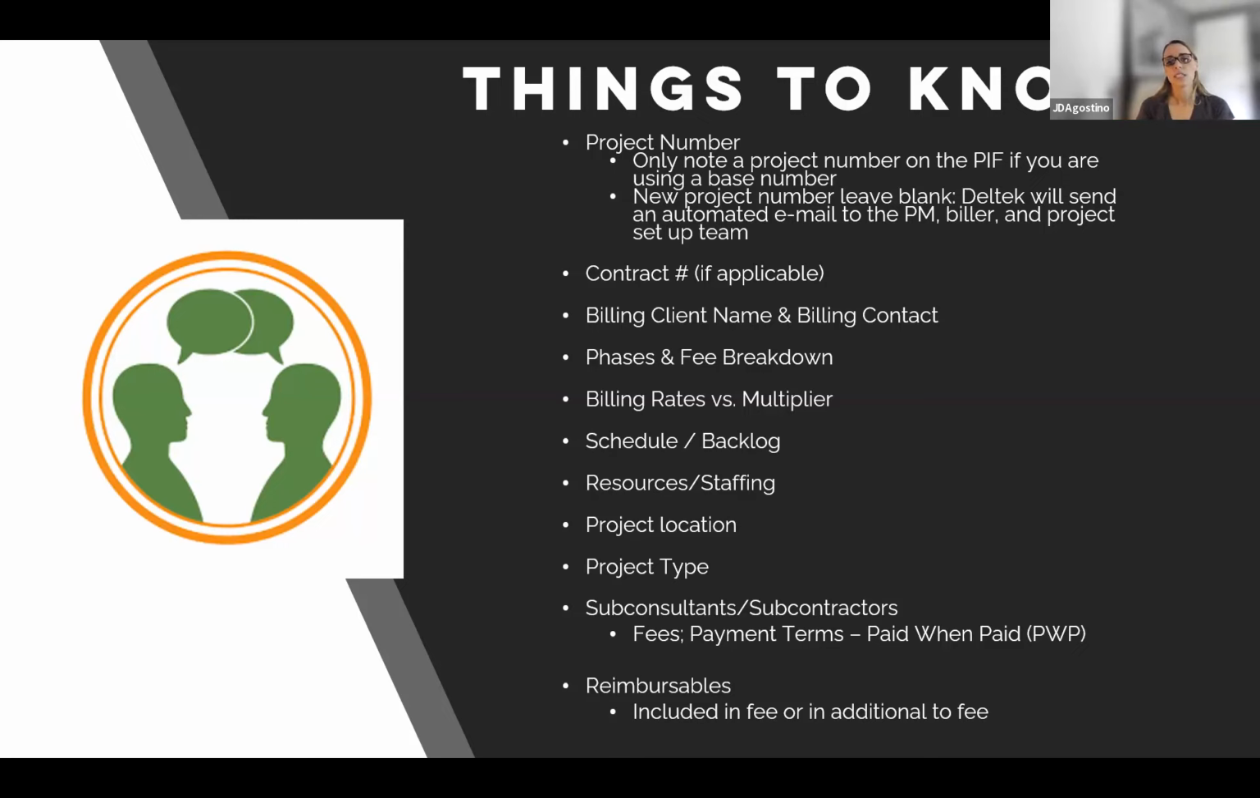Knowing the staffing that's going to work on the project. So when you send in the PIF, knowing if you're going to have John Smith and Jane Doe working on the project and what their specific rates are going to be if you're going to use the specific rates. Because we need all that information in accounting to be able to enter your project correctly.